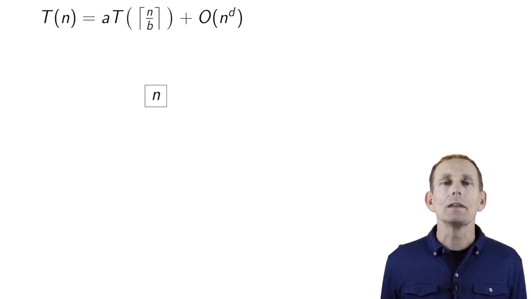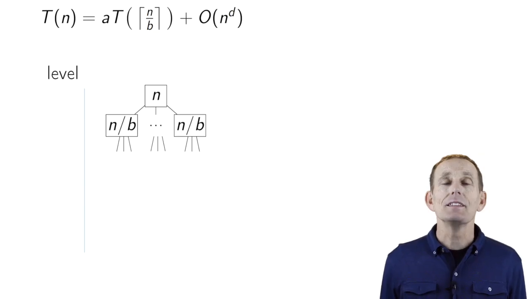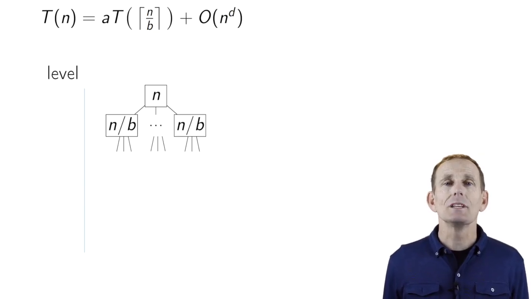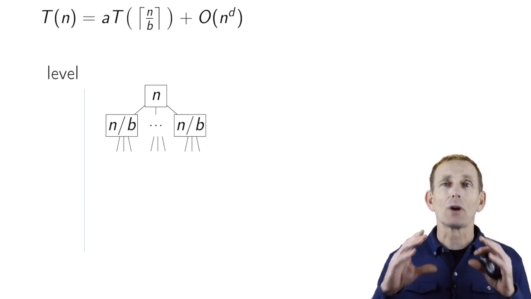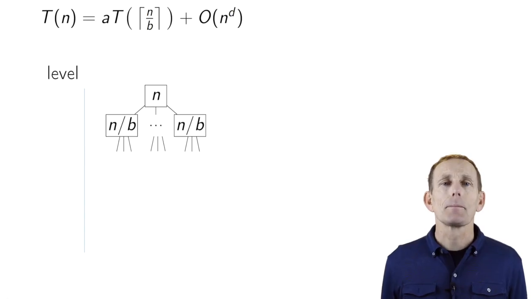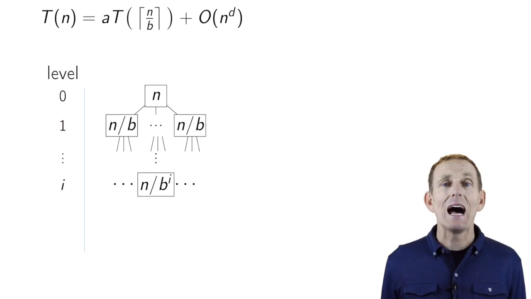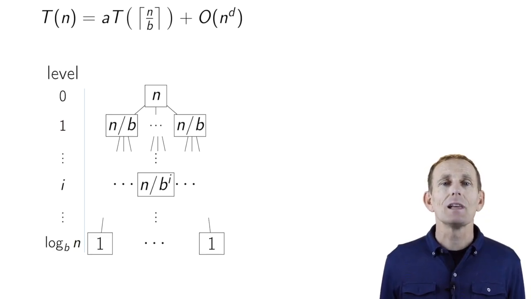So we have our problem n. At the next level, we break the problem down into a copies of a problem n over b large. So level 0, we have a problem of size n. Level 1, we have problems of size n over b. At the general level i, we have problems of size n over b to the i. And at the bottom level, which is level log base b of n, we have problems of size 1.